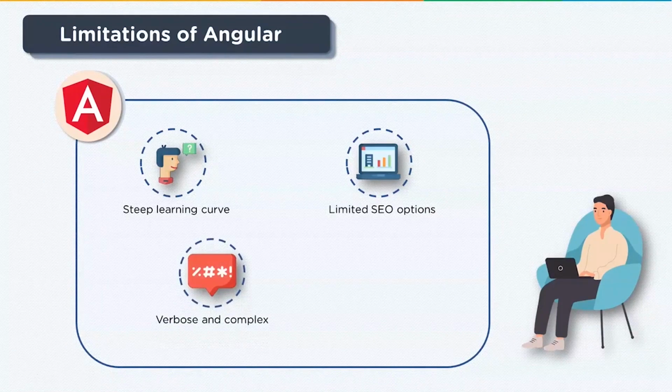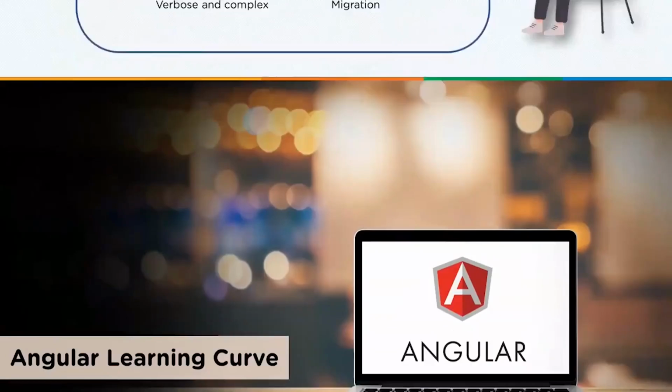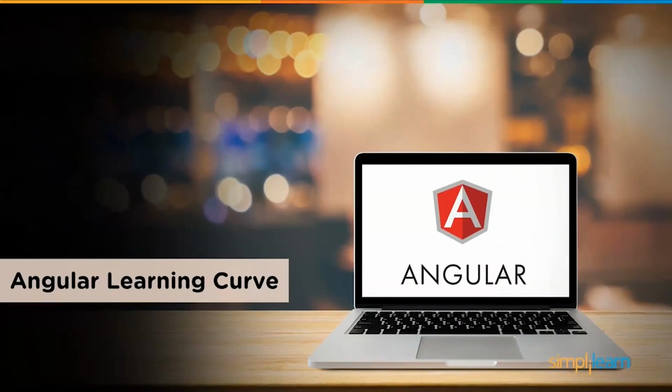It's verbose and complex. Now, a common issue faced by the Angular community is the verbosity of the framework. It also poses to be complex compared to other front-end tools. And lastly, migration. Now, one of the drawbacks of Angular is poor migration. Now, it becomes difficult to port legacy code to Angular-style architecture. Also, with each new release, it is painful to upgrade and a lot of them are not backward compatible. Next up, let's look at the Angular learning curve.